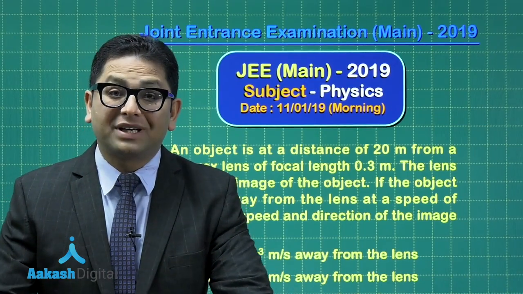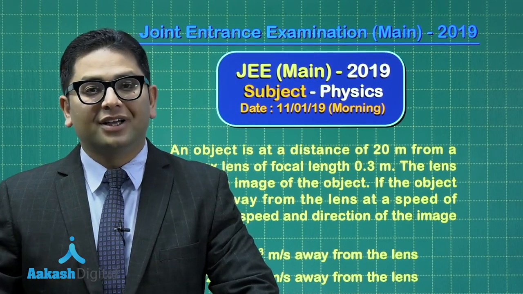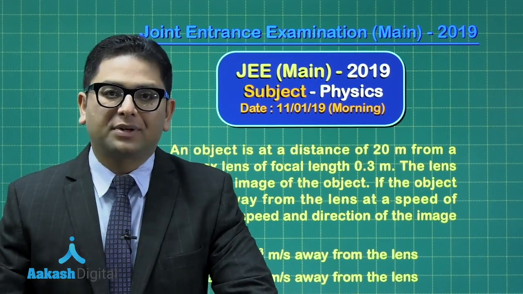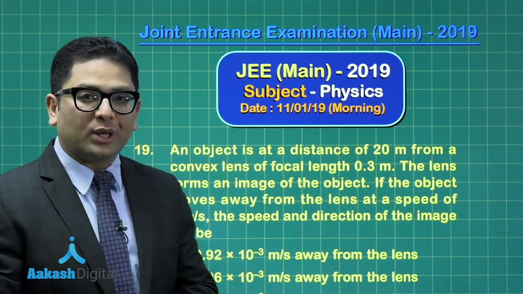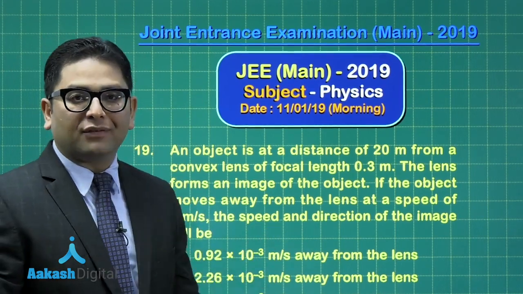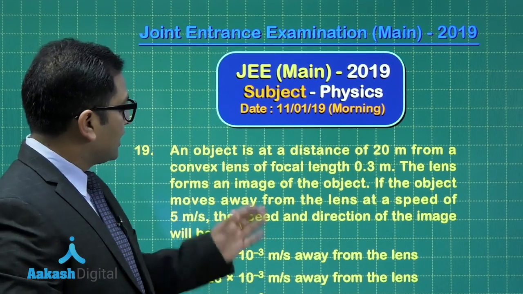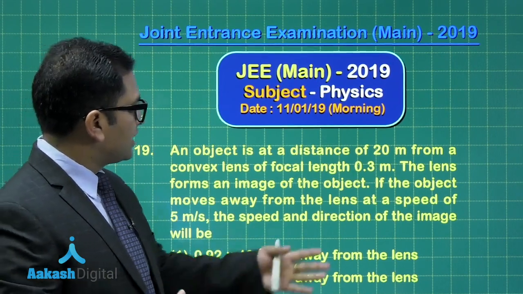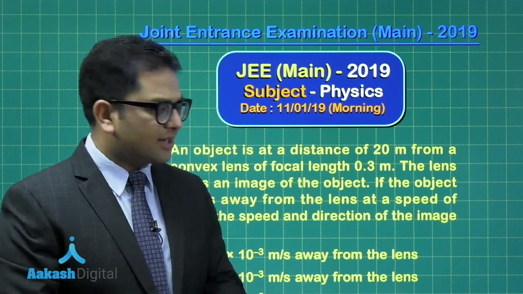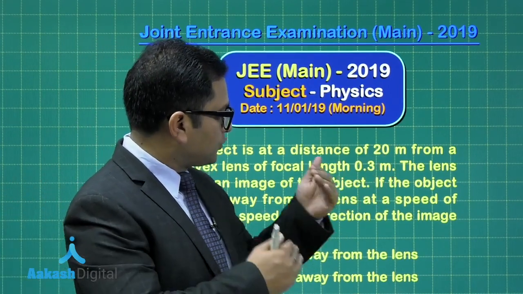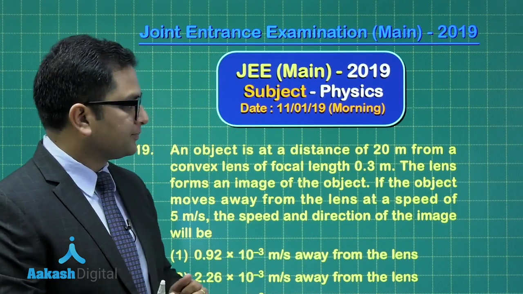Let's see question number 19, and that has been derived from the topic ray optics for a convex lens. So very much related to lens formula, and a certain element of velocity has been added. An object is at a distance of 20 meter from a convex lens of focal length 0.3 meter. So well, the object is between 2f and infinity.